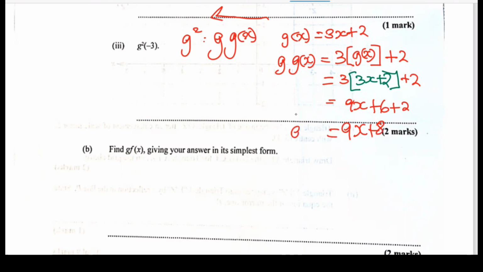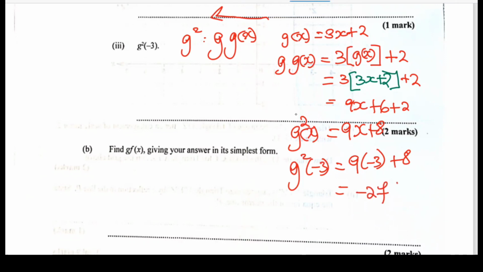So that is the g square of x. Now if I want to do the -3, I'm going to have to put -3 right there. See that? So you find the expression for g square, then you work out that. So this is -27 plus 8, and this is -19.